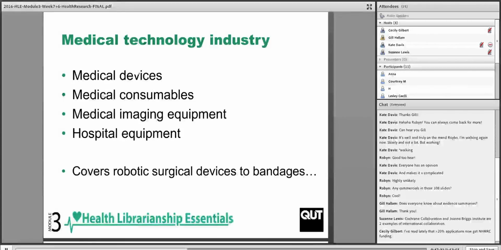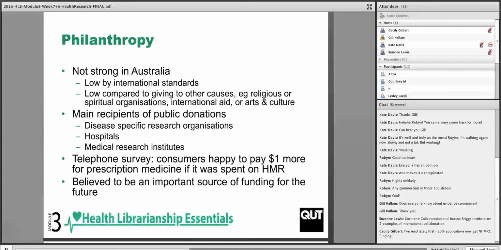There's a big medical technology industry increasingly around medical devices, all the medical consumables. If you think of hospitals and how many resources they need in terms of bandages and medication, all the different activities that go on within the hospital environment, medical imaging equipment, etc. And that can go literally from really quite sophisticated devices through to the consumables like bandages and things. So that's an industry in itself.